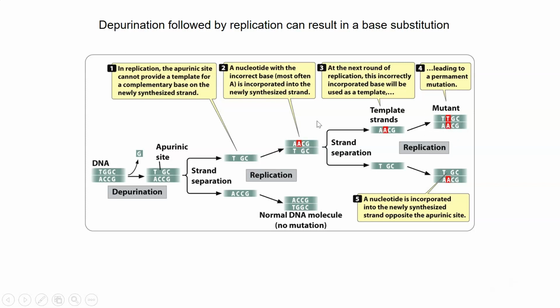This type of base instability, depurination, can result in replacement by a transition or a transversion mutation. In this case, G, TGGC, was replaced by A, so that would be a transition mutation. They're both purines. But it could be G is being replaced by a T. So that would be a purine being replaced by a pyrimidine. That would be a transversion mutation.